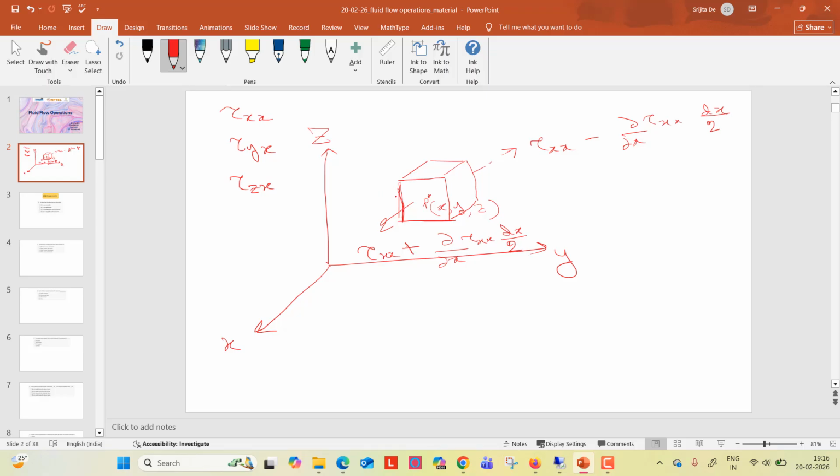You can define it like, if you are at one point, it will be tau xx minus del x of tau xx dx, because this distance is dx. But we are calculating it from the middle point. That is the finite difference method, so that is a different thing. I am not going too much into FDM. But if you consider the middle part, you have to go dx by 2 in this direction, and dx by 2 in that direction, right?